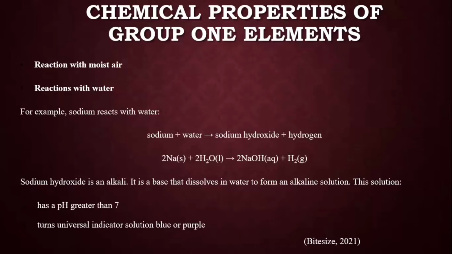Number 2, reaction with water. The alkali metals react with water to produce a metal hydroxide and hydrogen. For example, sodium reacts with water. That is, sodium plus water gives you sodium hydroxide plus hydrogen. And this is also shown in the balanced equation given below. Sodium hydroxide is an alkali. It is a base that dissolves in water to form an alkali solution. This solution has a pH greater than 7, and it turns universal indicator solution blue or purple.